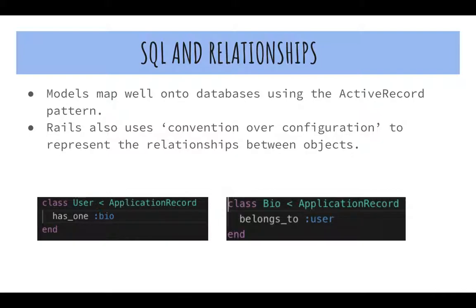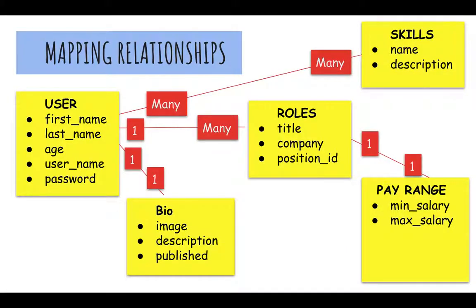So we can see our user, which is going to be our LinkedIn app. He has, or she has, one bio, and the bio belongs to user. So this is an example of convention. We're using these words to represent our different relationships in the database. This is a one-to-one relationship, but we're going to be making several different types of relationships here.